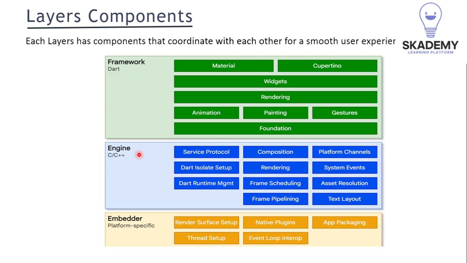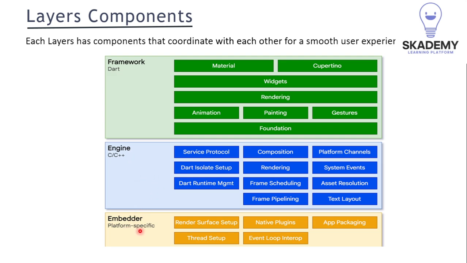We developers can access the engine layer components, like the Dart isolate setup. The Dart isolate setup is used for multi-threading, and if you want to use the Dart isolate from the framework layer, then we use the dart:ui package, which exposes the engine layer.